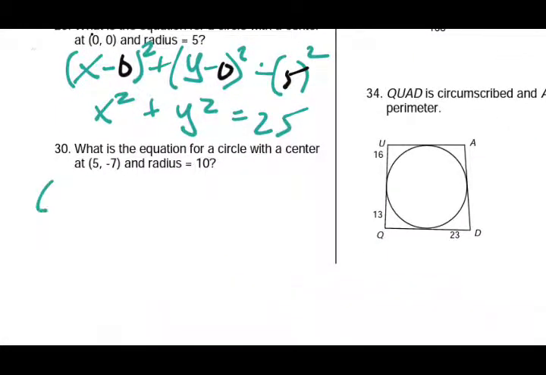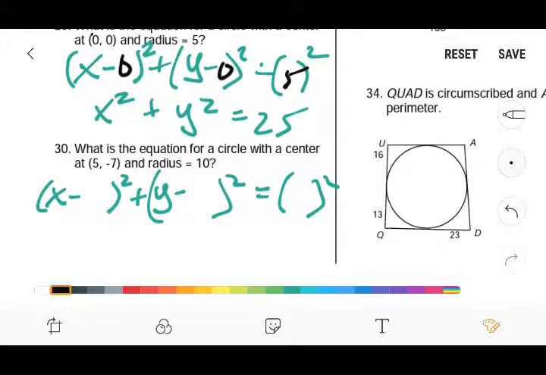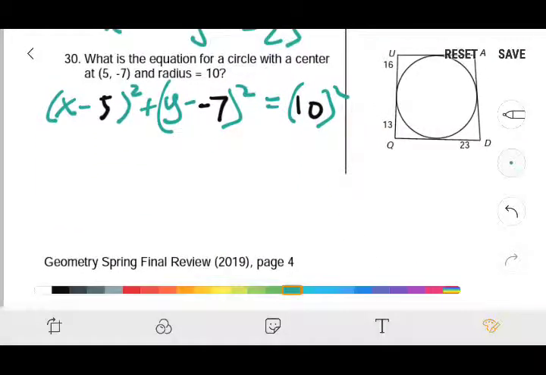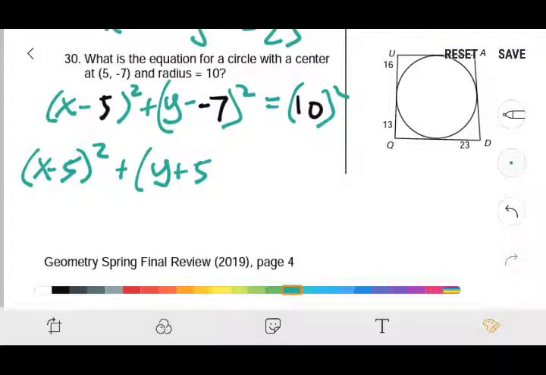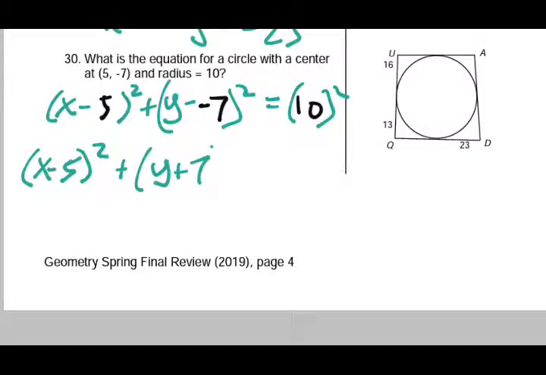Same thing to this one. It's x minus that squared plus y minus that squared equals radius squared. So when you fill this one in, it's 5, negative 7, and 10. So the answer to this one is x minus 5 squared plus y, negative and negative make a positive, y plus 7 squared equals 100. That's your equation.